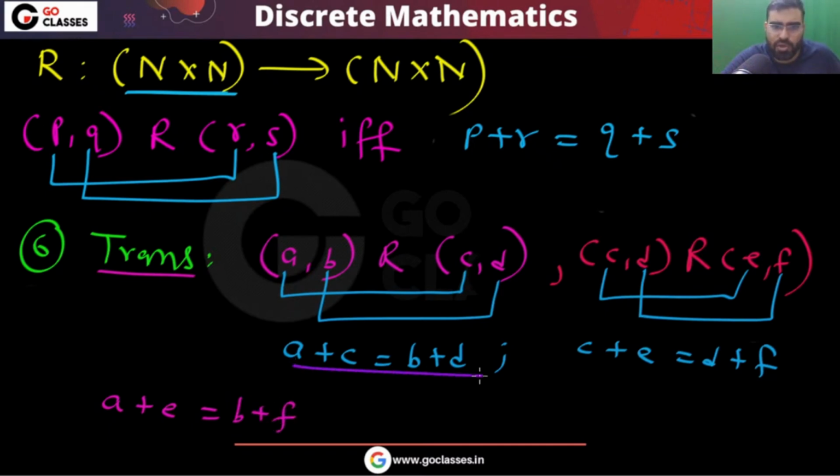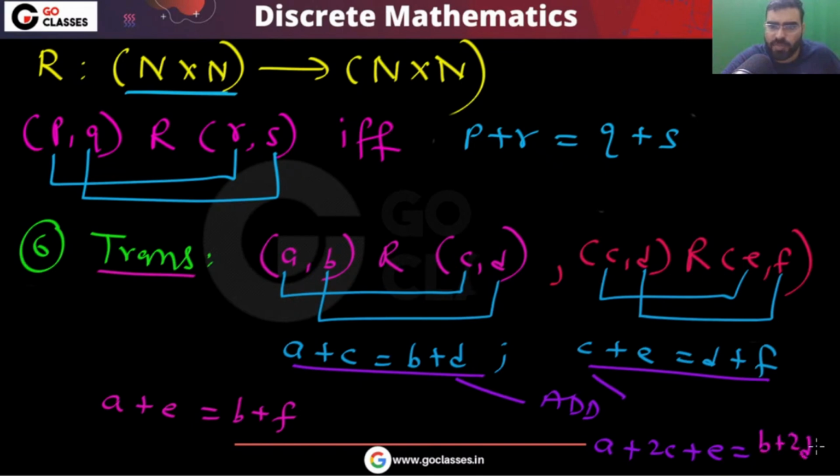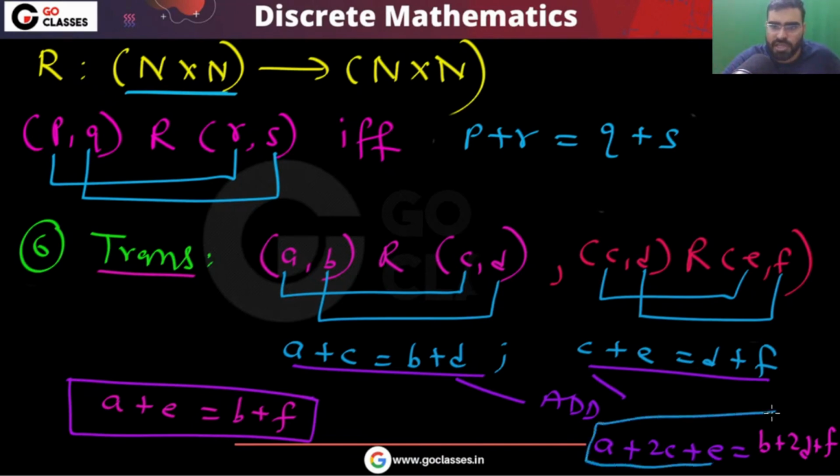So what you can do, for example, is add both of them. If you add them, then what will you get? You will get A plus 2C plus E is equal to B plus 2D plus F. So can we say that A plus E will be equal to B plus F? It may not happen, right? This may not imply this. This does not imply this one.